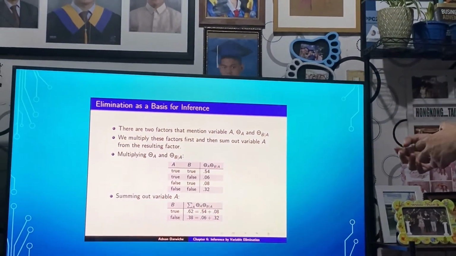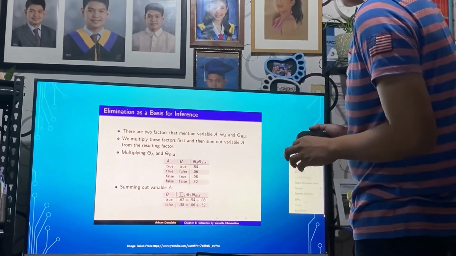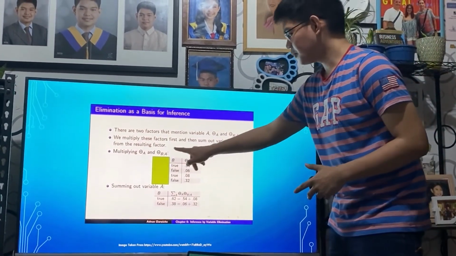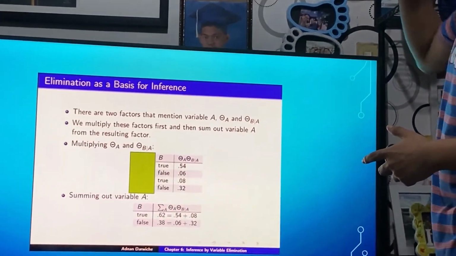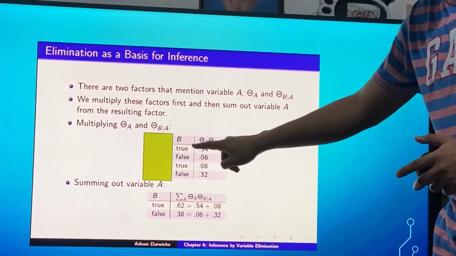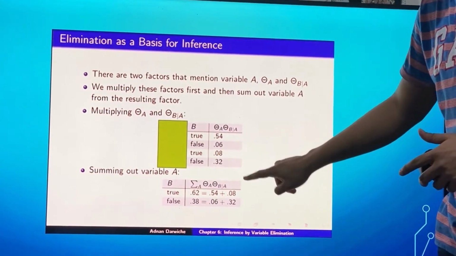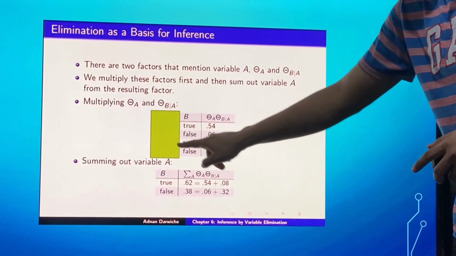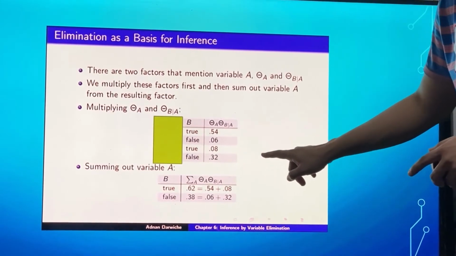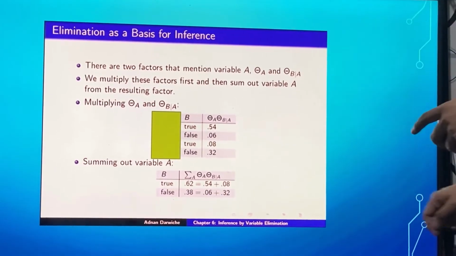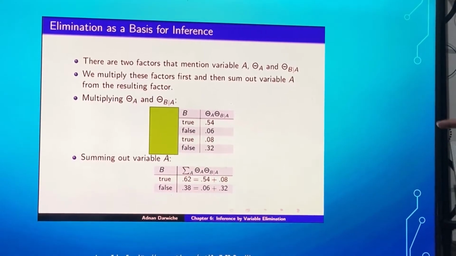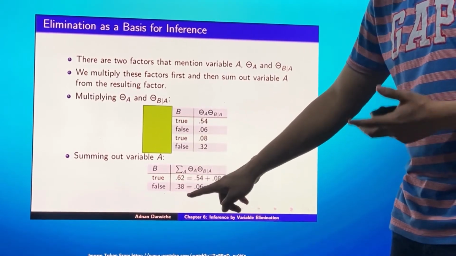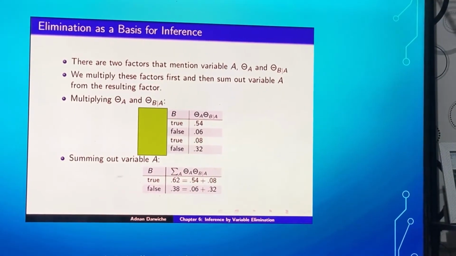In order to do that, we have to put our focus on the B column. Then we add both of the true instances of B, which is the remaining variable, which is 0.54 and 0.08. Now we have 0.62. Then we add both of the false instances, where we have 0.06 plus 0.32. That will lead us to 0.38. So now we have summed out variable A and we have variable B, which remained with a true probability value of 0.62 and a false probability value of 0.38.